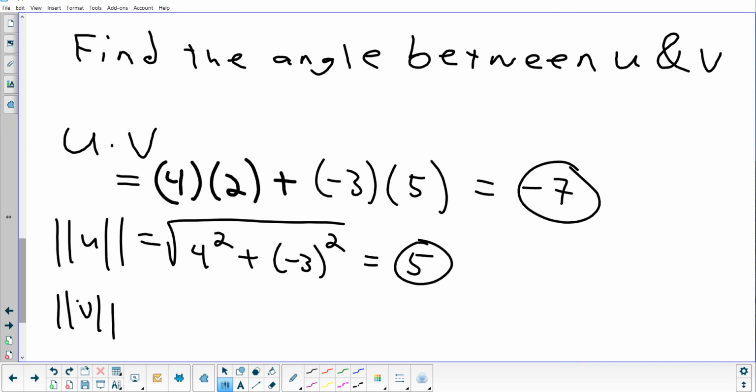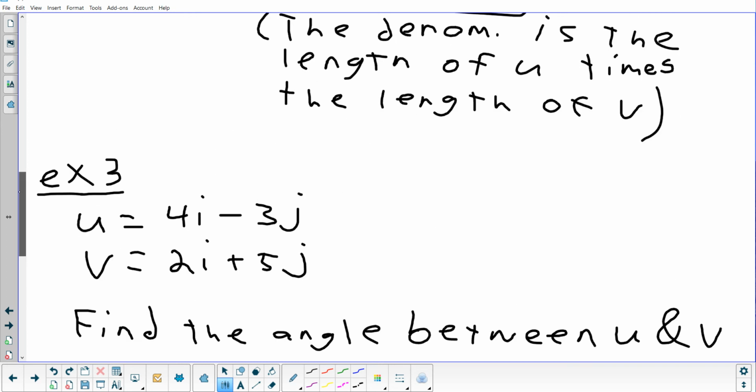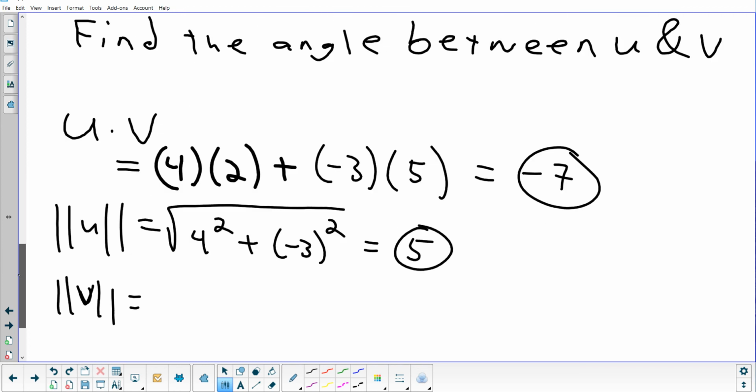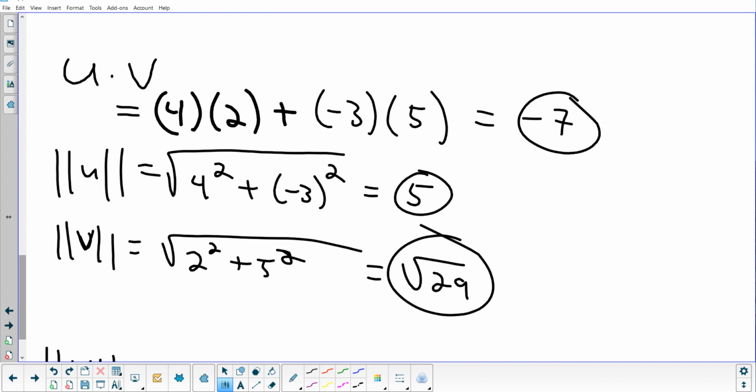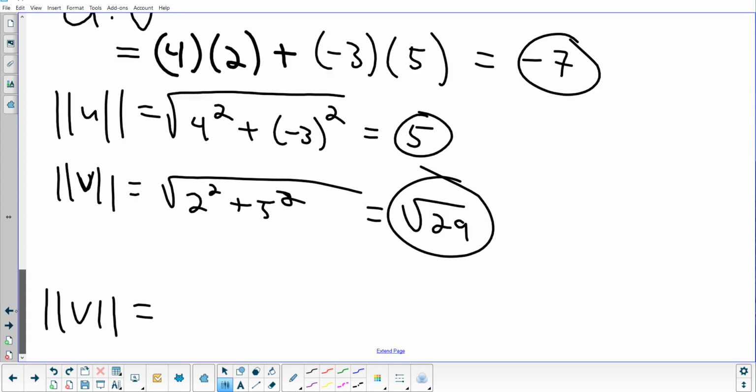And Madison, can you tell me my calculation for the magnitude of V? Square root of 2 squared plus 4 squared. All right, and that's going to give me the square root of 29. Don't round any of that, just leave it like that. I've got everything I need to find my angle.